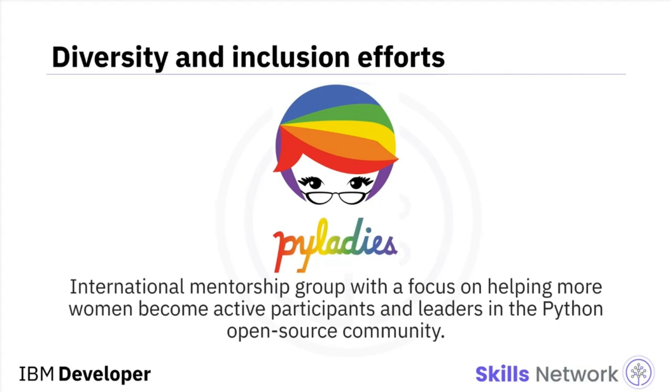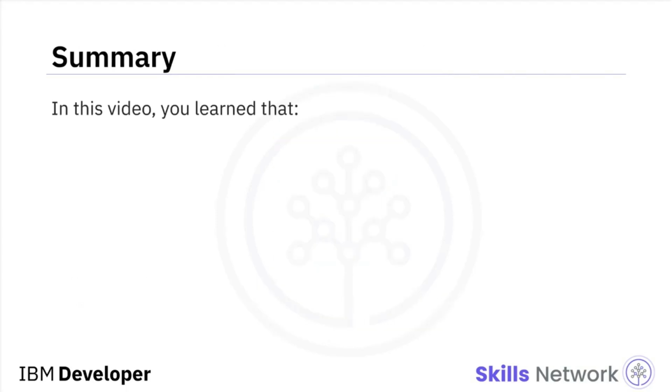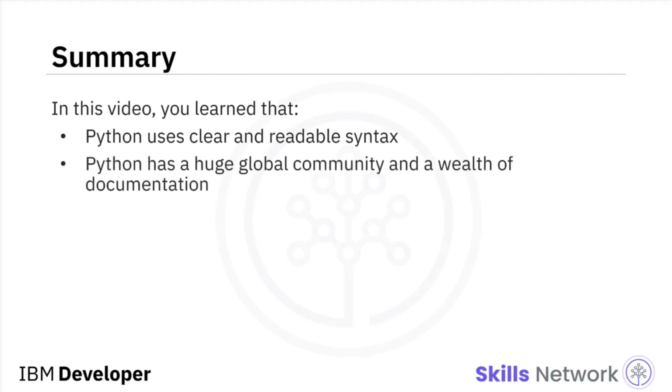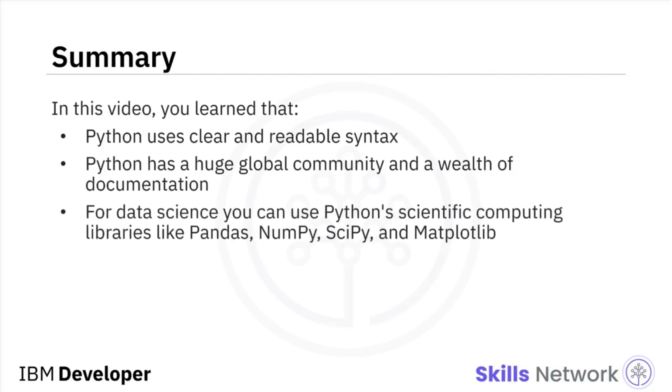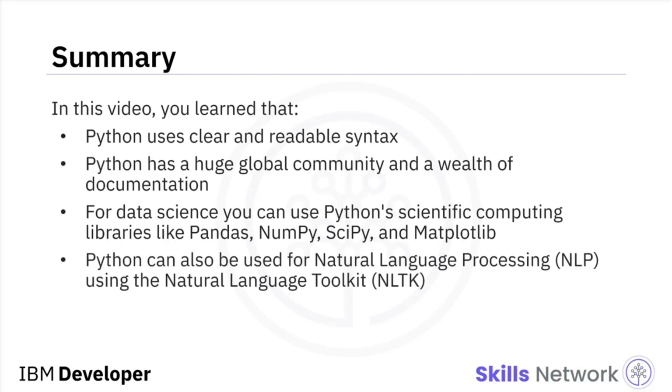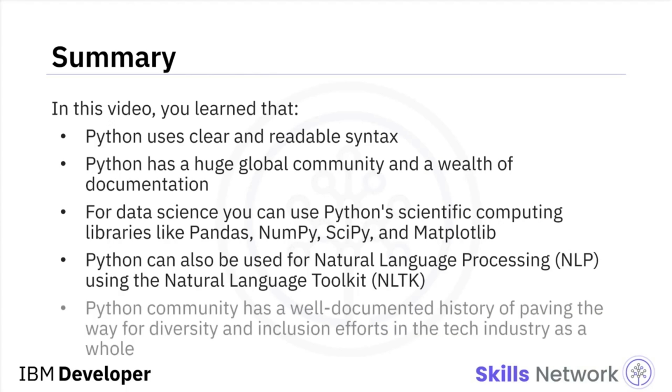Python open source community. In this video, you learned that Python uses clear and readable syntax. Python has a huge global community and a wealth of documentation. For data science, you can use Python's scientific computing libraries like Pandas, NumPy, SciPy, and Matplotlib. Python can also be used for natural language processing, or NLP, using the Natural Language Toolkit, or NLTK. And the Python community has a well-documented history of paving the way for diversity and inclusion efforts in the tech industry as a whole.